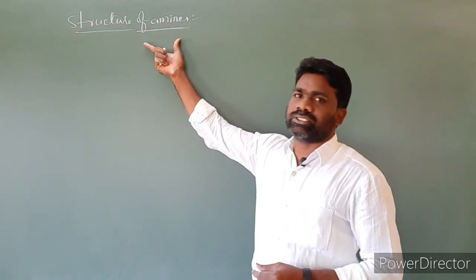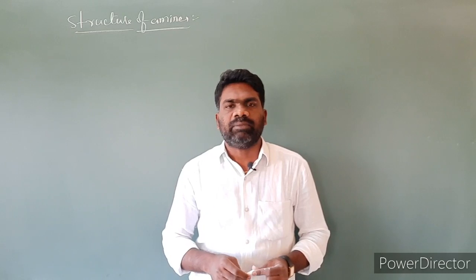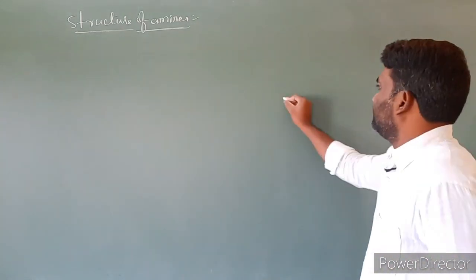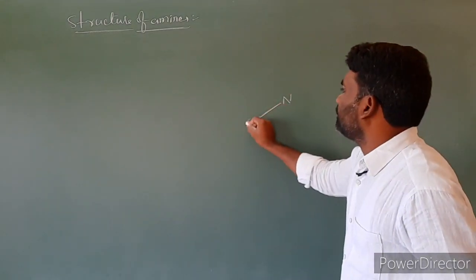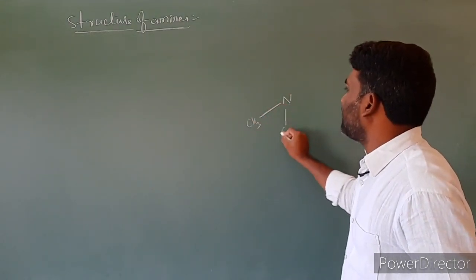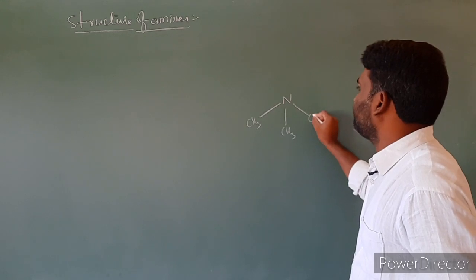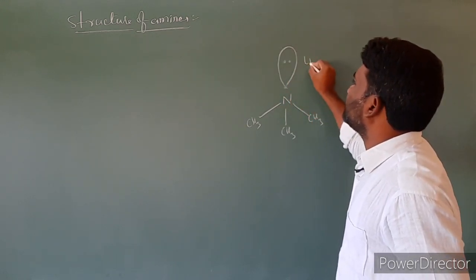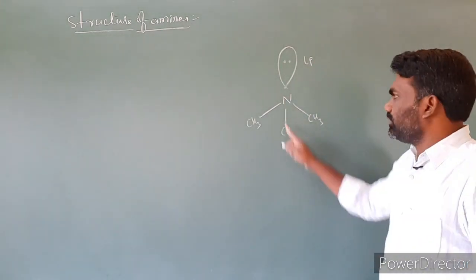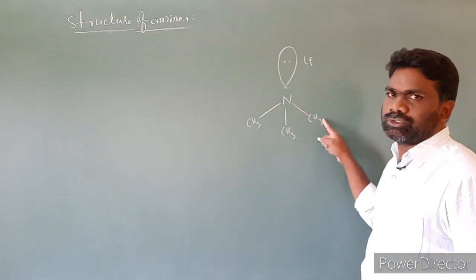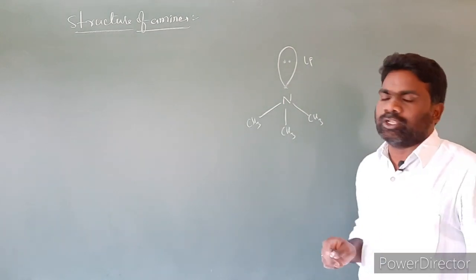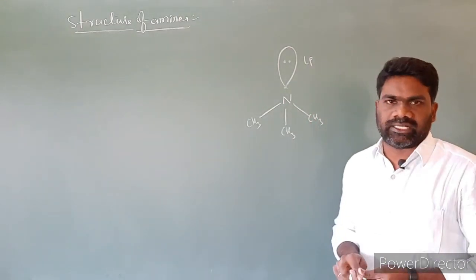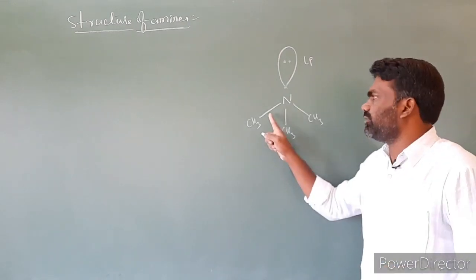Next, structure of amines. I am taking trimethylamine as an example to explain the structure of amines. To this nitrogen, 3 methyl groups are attached like this, and there is 1 lone pair present upon the nitrogen. So 1, 2, 3 methyl groups attached to nitrogen. This is trimethylamine. Now coming to point number 1. Like ammonia, amines are trivalent. That means they can form 3 bonds.